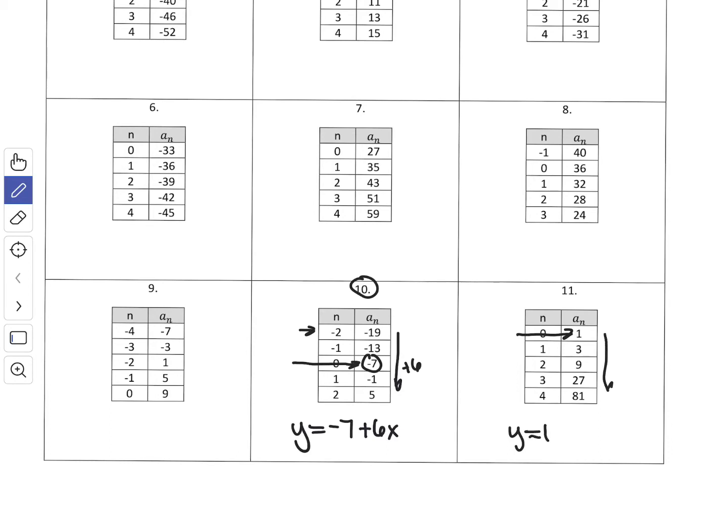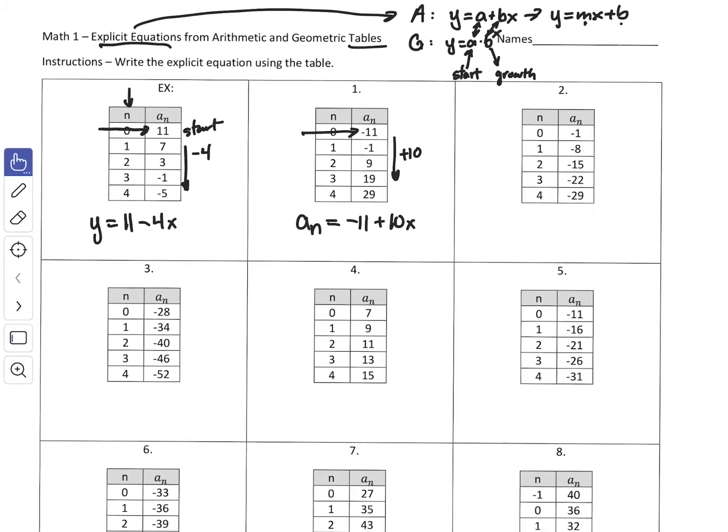For 11, we've got our start number, so y equals 1. Now what's our growth? Well, we are definitely timesing by 3 here. Because it's multiplication, now our variable goes up top. So it's important to distinguish where the variable goes, because that makes a big difference. If it's multiplication or division, it goes up higher. If it's addition or subtraction, it goes down low, because repeated addition and subtraction, the shortcut is multiplication. Repeated multiplication and division, the shortcut is powers.